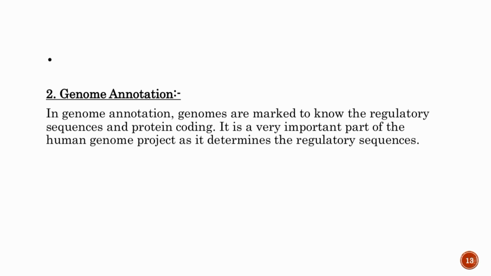Next, genome annotation, which means genomes are marked to identify the regulatory sequences and protein coding. It is a very important part of the Human Genome Project. Two things are basically involved: the regulatory sequences and protein coding. So that is genome annotation.